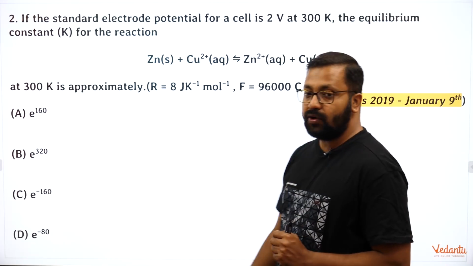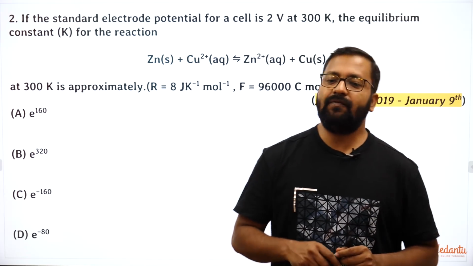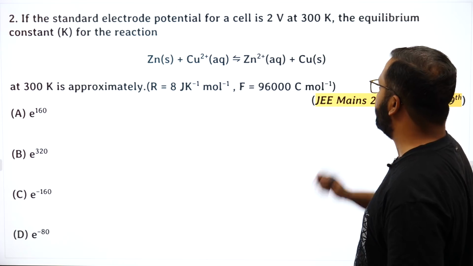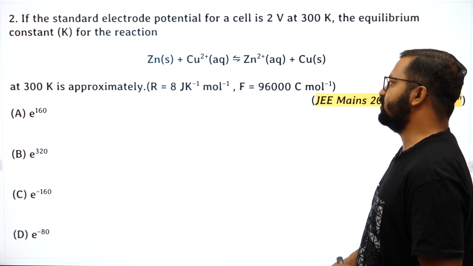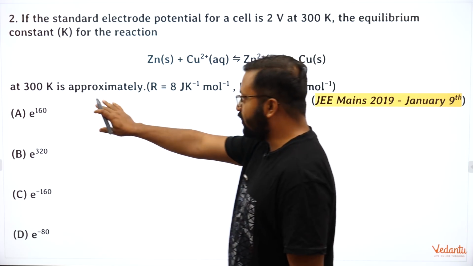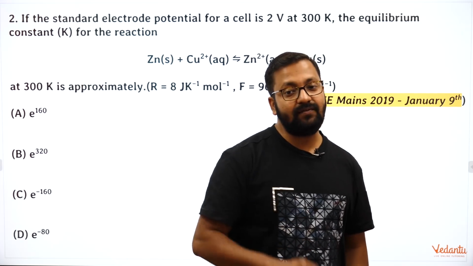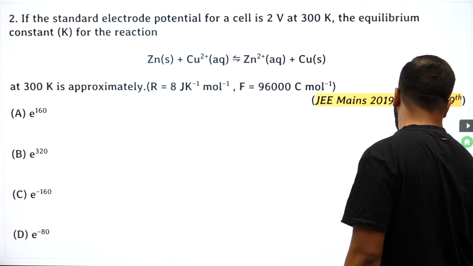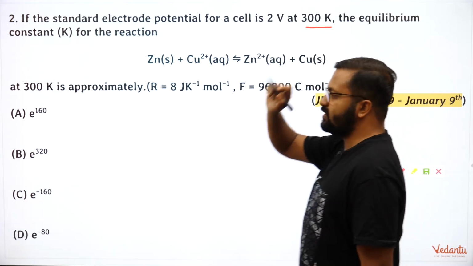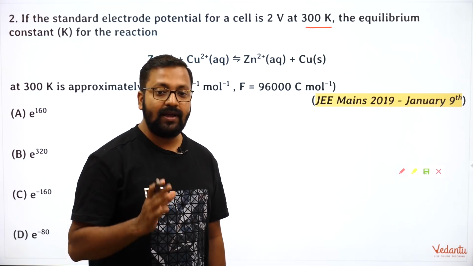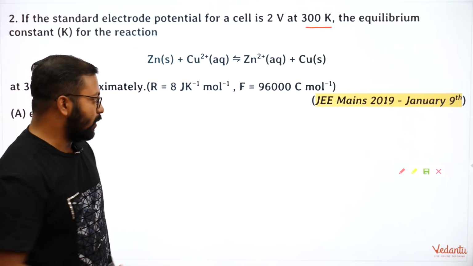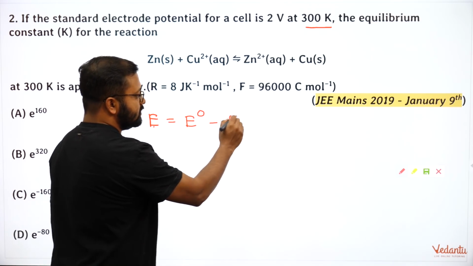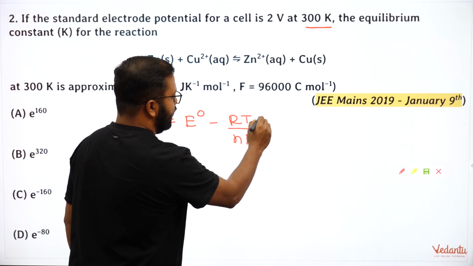The next question is from electrochemistry. The question is very simple. If the standard electrode potential for a cell is 2 volt at 300 Kelvin, then the equilibrium constant for the reaction at 300 Kelvin is approximately. Now, very important point to note over here is the value of temperature given is 300 Kelvin, and we generally use a very simple relation known as Nernst equation. So E equals to E naught minus RT by NF ln K.